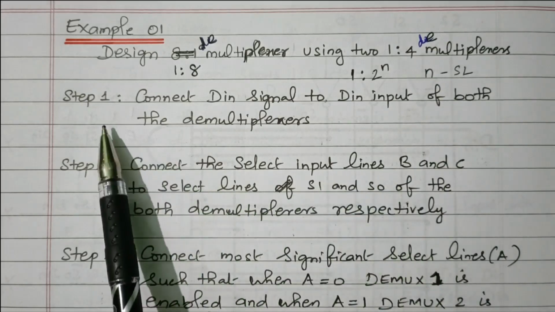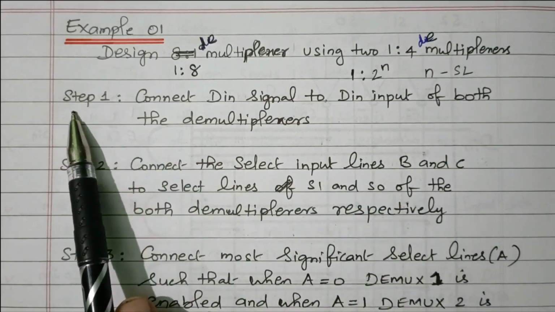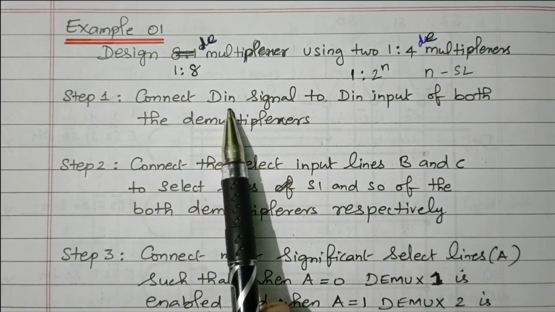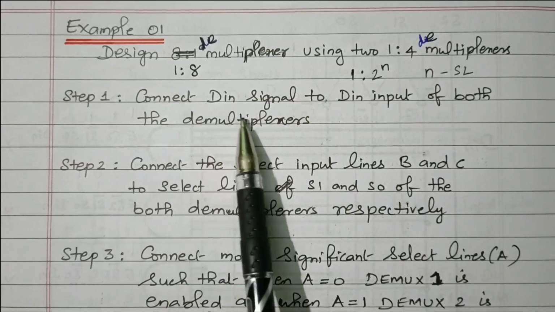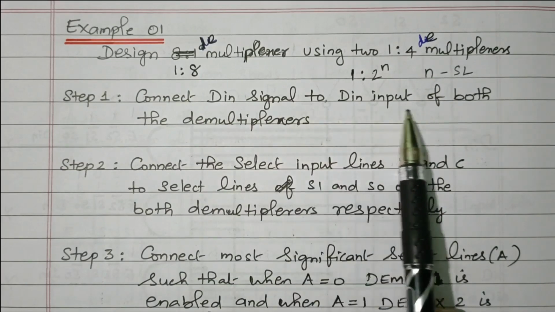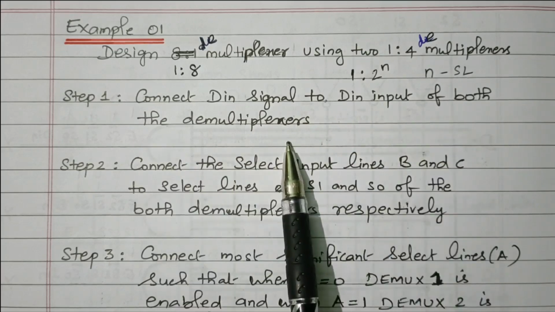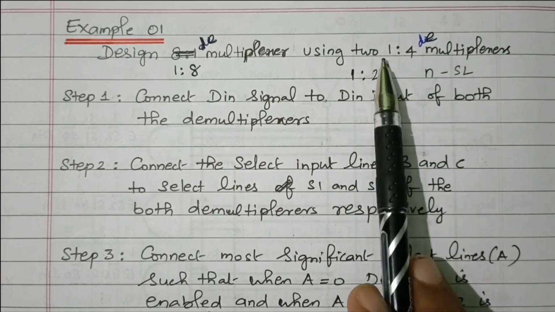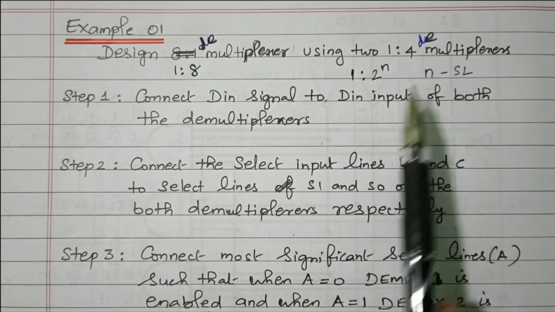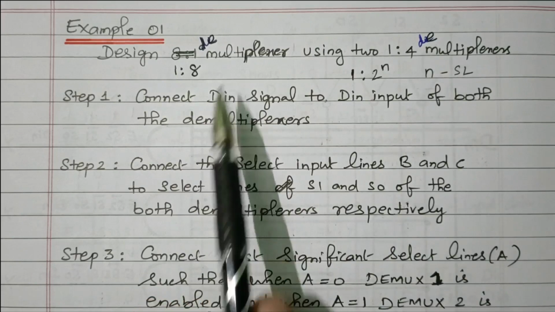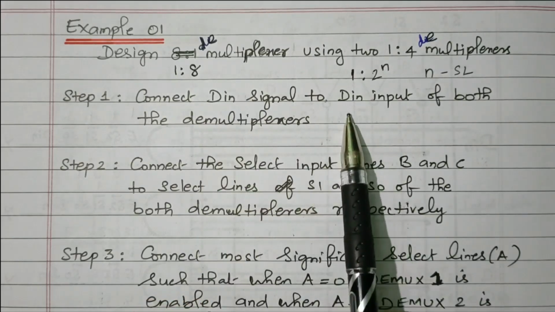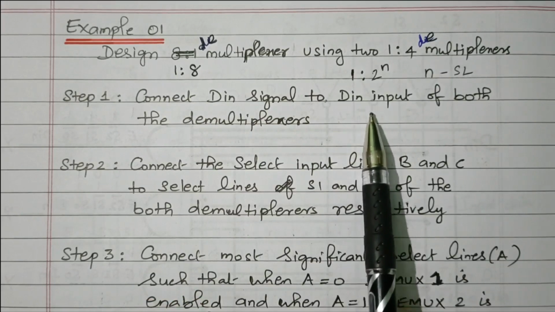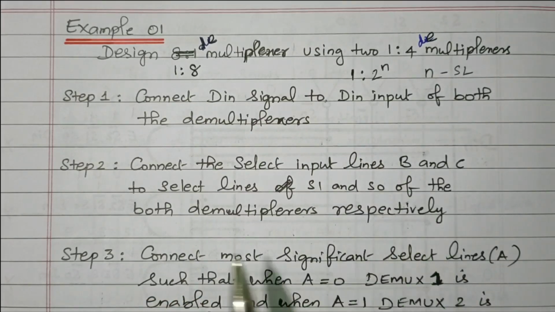Now we'll see this design step by step. Step 1, connect the D in. This is the input, only one input. Connect the signal to the D in input of both the demultiplexers. So the input signal is given to both the demultiplexers, since we are using two 1:4 demultiplexers to design the 1:8 demultiplexer. Both the demultiplexers are connected to the D in signal.